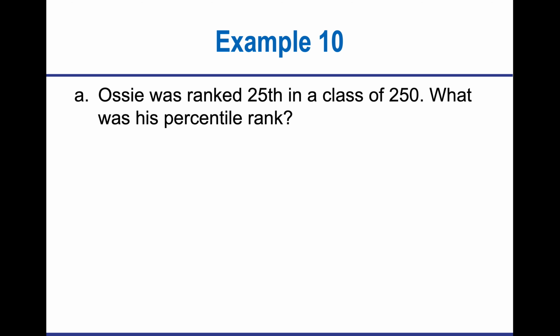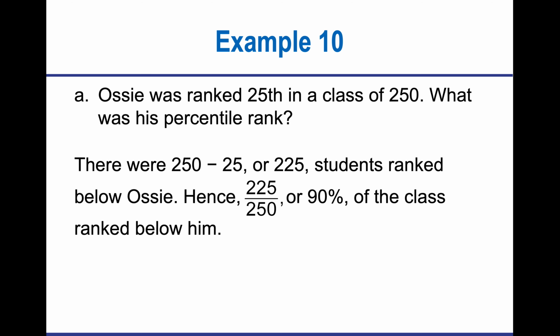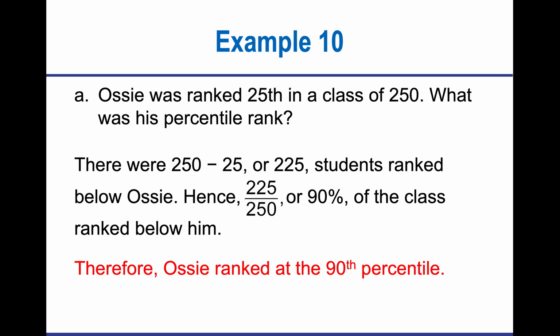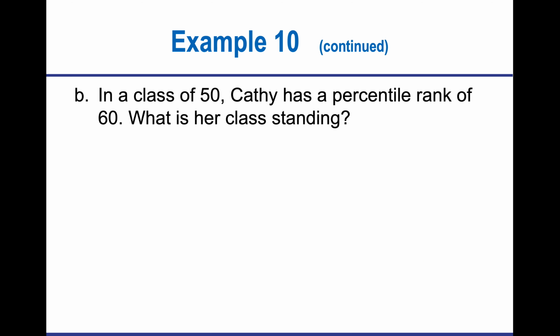Here's another example. If Ozzy is ranked 25th in a class of 250, what is his percentile rank? Well, I'm going to take 250 minus the 25 because he's ranked 25th, which puts him at 225 in the numbering system. So that means that 225 ranked below him and then 25 ranked above him. So if I did 225 divided by 250, that's going to be 90%. So 90% of the class ranked below him. So that means that he ranked at the 90th percentile.